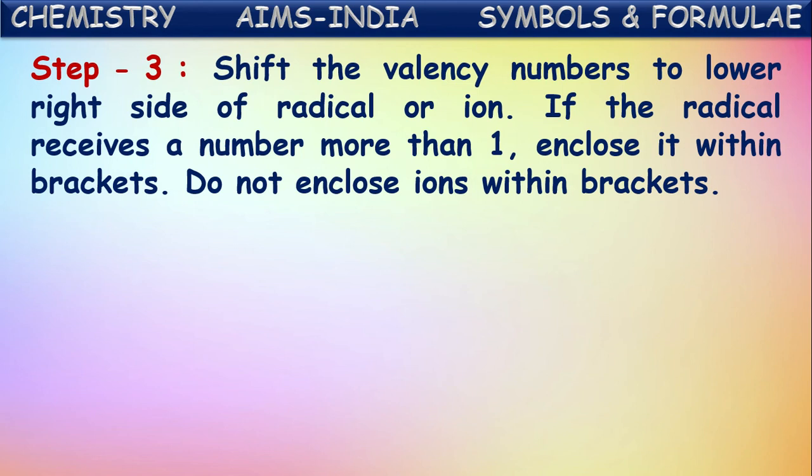If the radical receives a number more than 1, radical means the ion formed by more than one atom, as we have learned already, then we have to enclose this radical with a bracket before writing that number. If it is an ion, there is no need to enclose it with brackets. These are the three steps which we have to follow while writing the chemical formula of a substance.